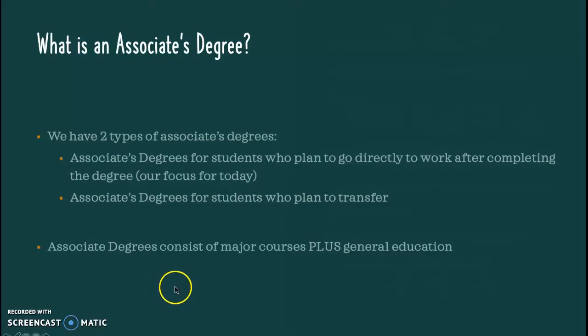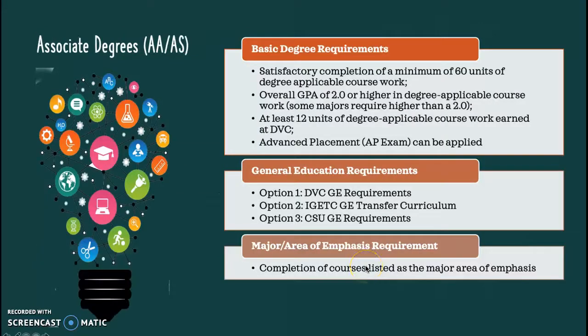Associate's degrees consist of major courses plus general education. These are the basic requirements to achieve a Diablo Valley College associate's degree. The first requirement is you have to complete a minimum of 60 units of degree applicable coursework. The second requirement is your overall grade point average must be a 2.0 or higher.